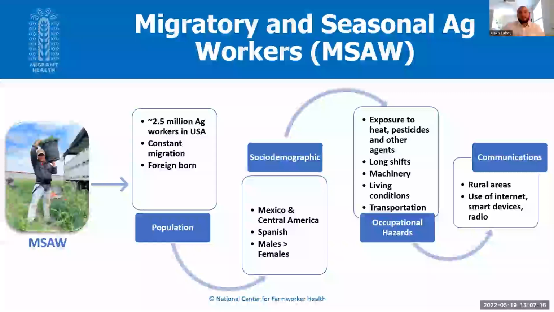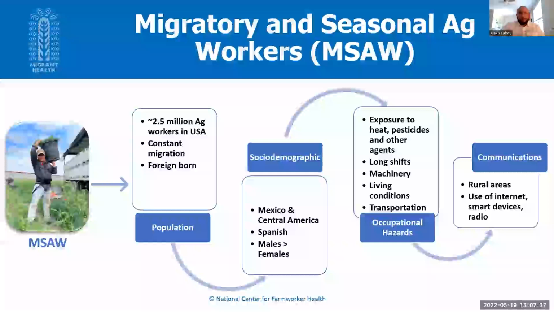The majority of this population are Spanish speakers, or they feel more comfortable, or their primary language is Spanish. Most of the ag workers are adult men, but women also take part in farm work. So women are also included in this group.